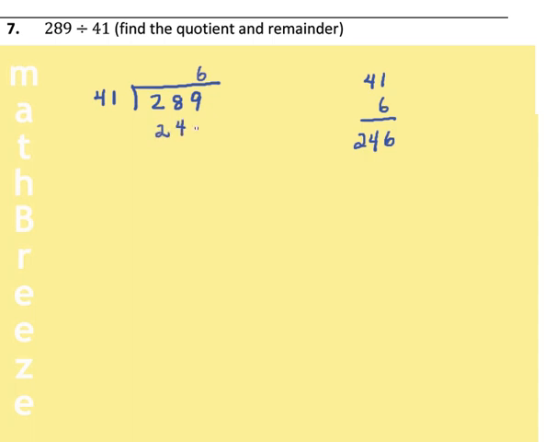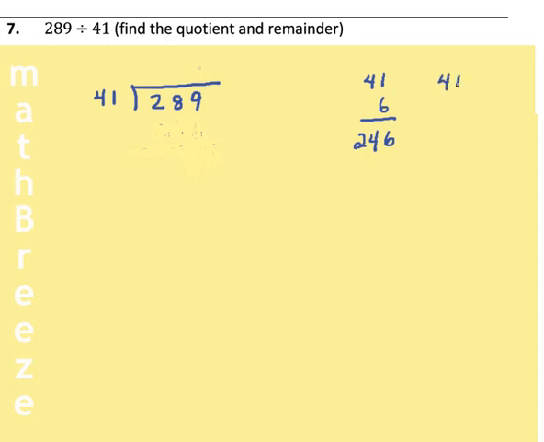and 6 times 41 is 246, and now we're subtracting, and here we have 3, and here we have 4. So notice we got 43, and 43 is bigger than 41, so that means that 41 goes into 289 one more time, so I'm going to increase this to 7.